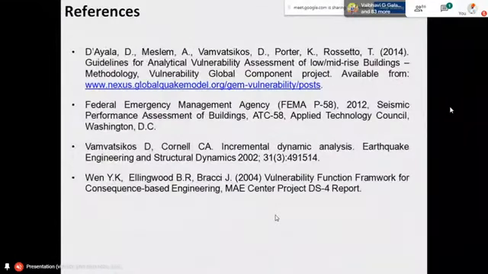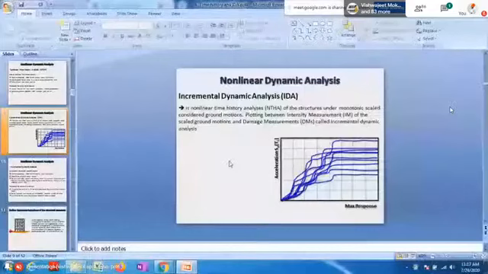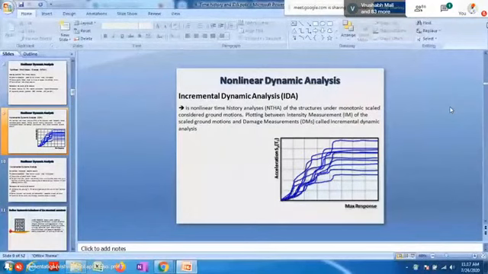In this paper, I am talking about Vamvatsikos. You go for this particular paper for incremental dynamic analysis in detail. So this is my second presentation. Now I will go into the software.